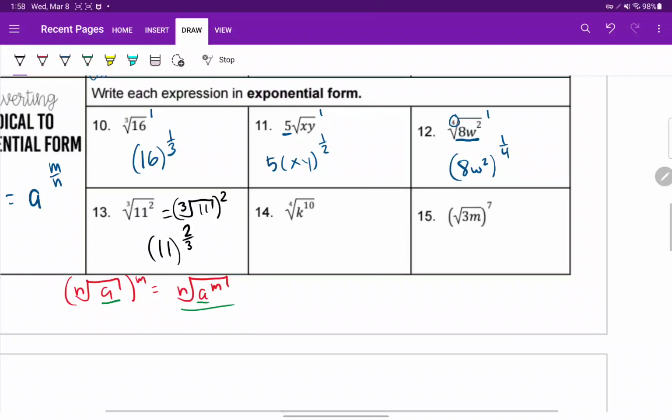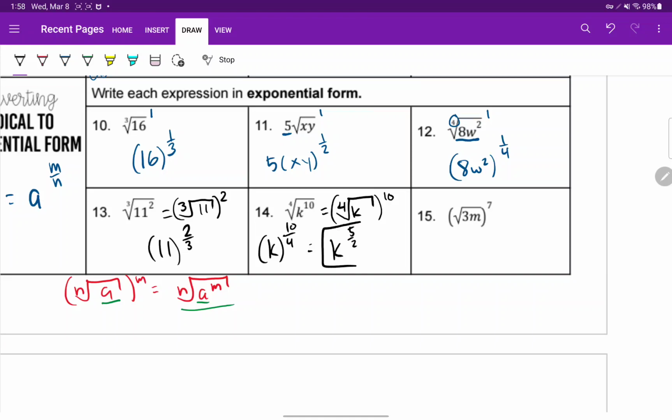For number 14, I can do the same thing. I'm going to rewrite that as the 4th root of k to the 10th power. So then I have my base, power over index, and that can actually be reduced. So 10 over 4 becomes 5/2.